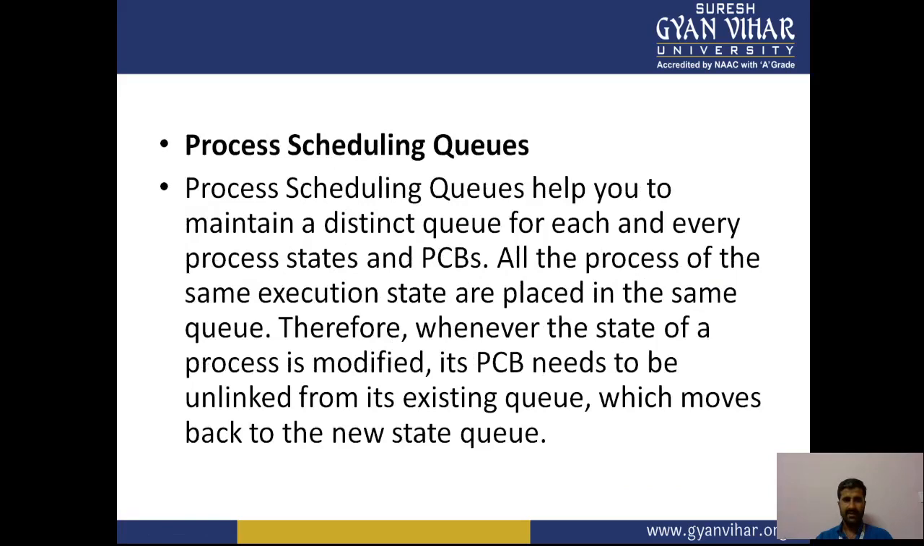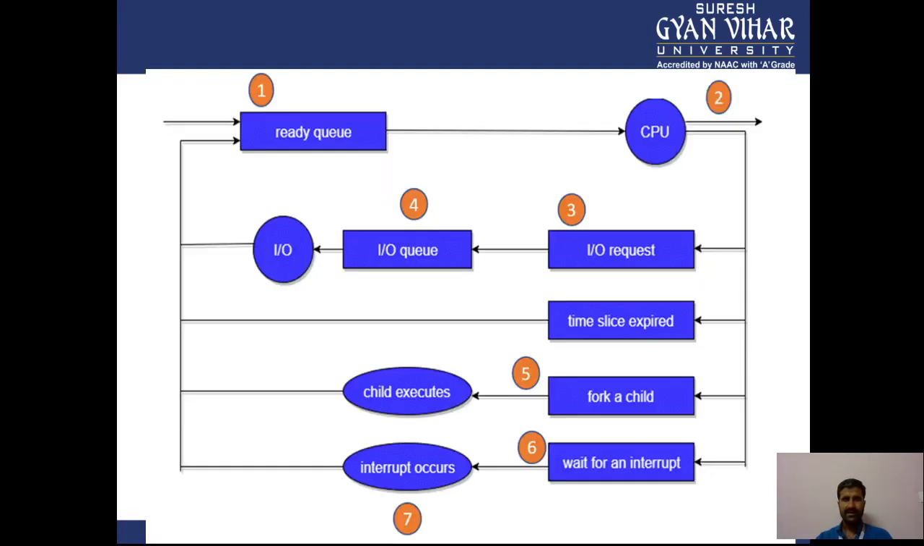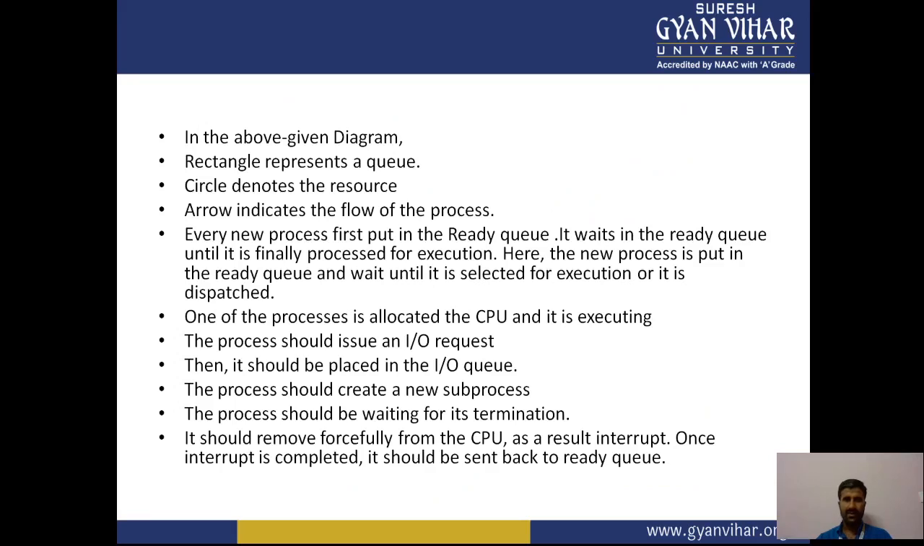Now you see in this perspective that the first point is the ready queue, then CPU, IO input output request, IO queue, time slice expired, then the fifth one is fork a child, the child executes, and wait for the interrupt, and the seventh one is the interrupt occurs. So in the above given diagram, rectangles represent the queues and circles denote the resources. Arrows indicate the flow of processes. Every new process is first put in the ready queue.